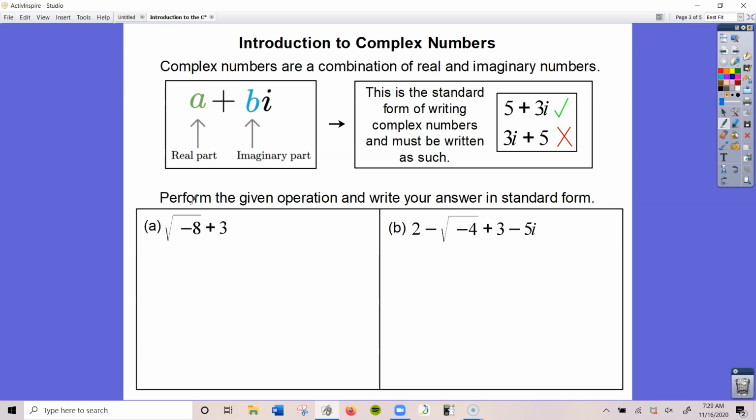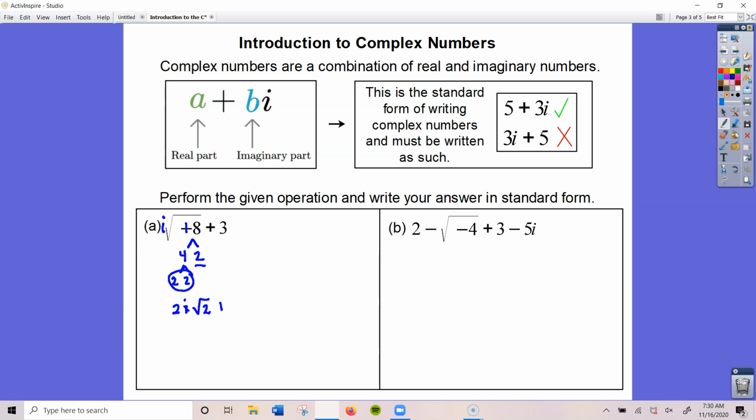So for example, for a, we have the square root of -8 plus 3. So first I'm going to simplify this square root and bring out i. So I'll make this positive, i on the outside. Two numbers that multiply to give me 8 are 4 and 2. And 4 is broken down to 2 and 2. So now I can rewrite this radical as 2i square root 2 plus 3.